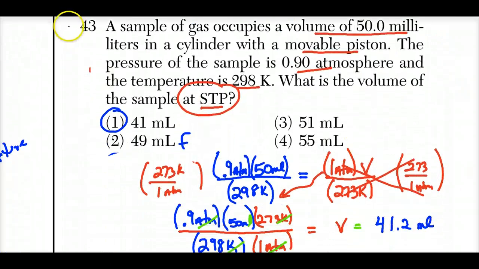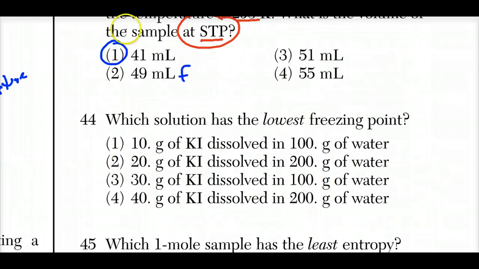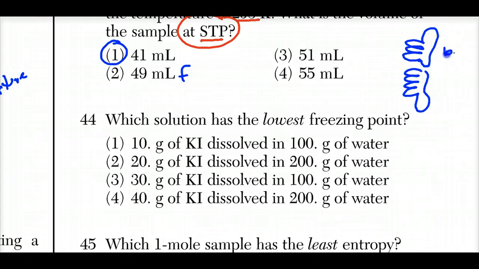is 1. Number 44 is a colligative property question. As we've talked about previously, thumbs up and thumbs down. I think I'm missing a finger, but the boiling point is going to be elevated and the freezing point is going to be depressed when you add solute particles into water. It's called a colligative property. The properties of the solution are going to be higher in its boiling point and lower in its freezing point compared to the pure solvent, the water.